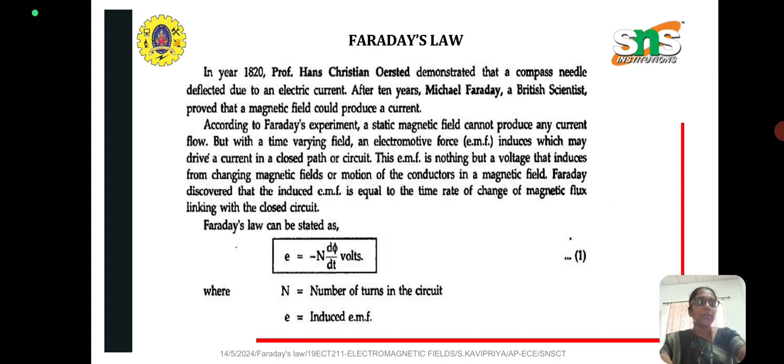This EMF is nothing but the voltage that is induced from the changing magnetic field or motion of conductors in a magnetic field. Faraday discovered that the induced EMF is equal to the rate of change of magnetic flux linking with the closed circuit. So whenever there is a change in magnetic lines of force or magnetic flux, an EMF is induced in the circuit. So E is equal to minus N d phi by dt, where N is the number of turns in the circuit and E is the induced EMF. The negative sign indicates that the induced EMF is opposite in nature to the change of flux.